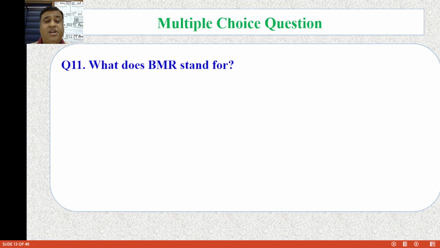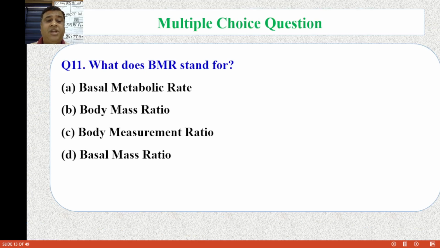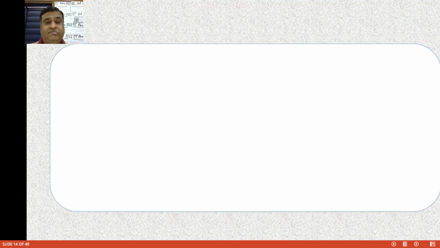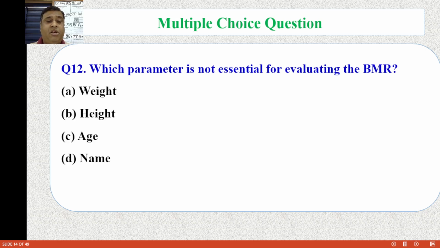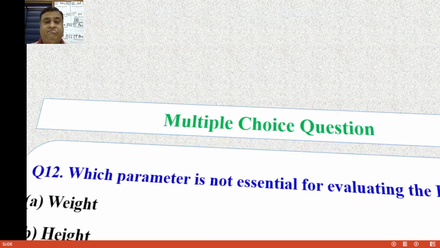Question number 11: What does BMR stand for? Option A, basal metabolic rate. Option B, body mass ratios. Option C, body measurement ratio. Option D, basal mass ratio. Now the correct answer is A, basal metabolic rate. Question number 12: Which parameter is not essential for evaluating BMR? Option A, weight. Option B, height. Option C, age. Option D, name. Now the correct answer is D, name. Name is not required for evaluating BMR.